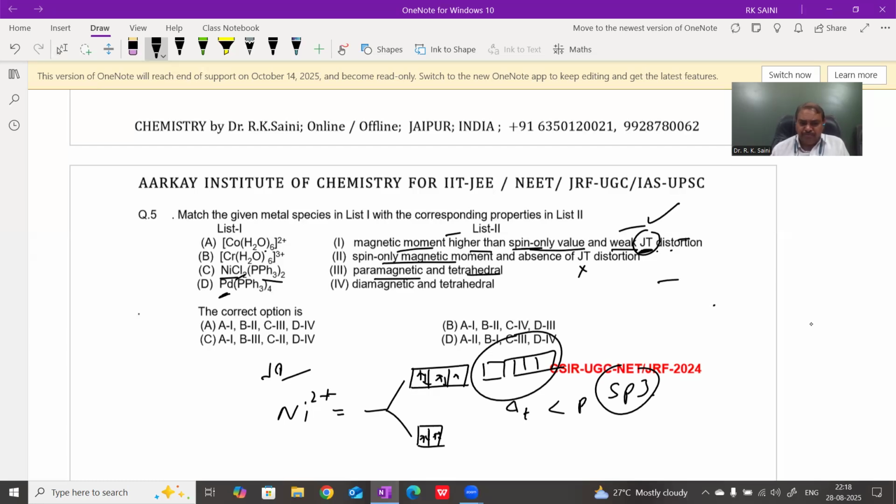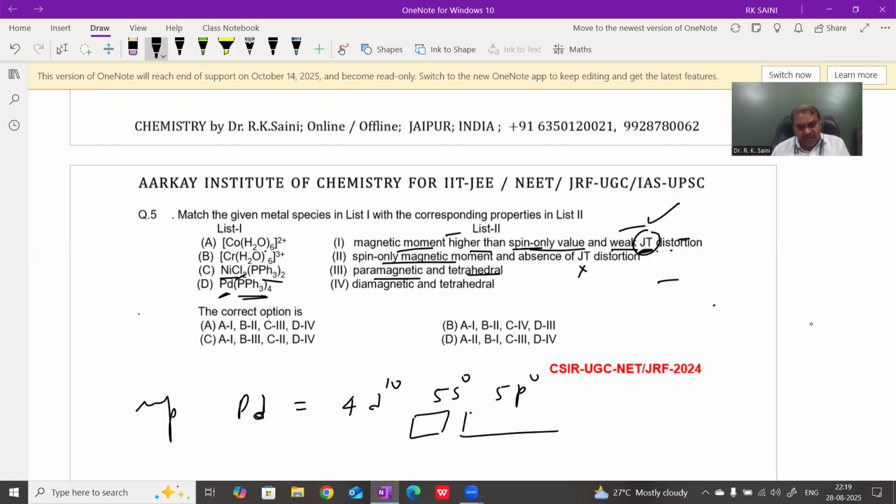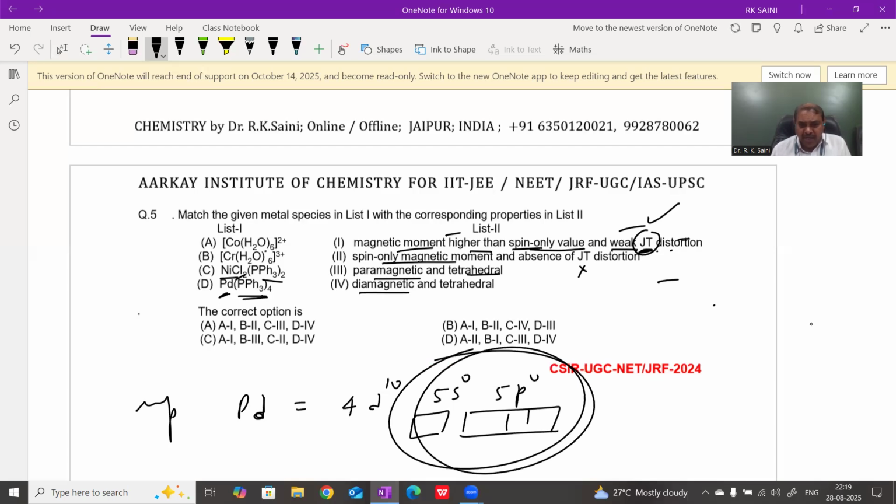In the last option D, the oxidation state of palladium is 0, because triphenylphosphine is a neutral ligand, coordination number 4. In palladium 0 oxidation state, the ground state electronic configuration is 4d10, 5s0, and 5p0. Therefore, this complex is also tetrahedral but diamagnetic in nature. Diamagnetic and tetrahedral. Palladium in 0 oxidation state, electronic configuration is 4d10, 5s0.